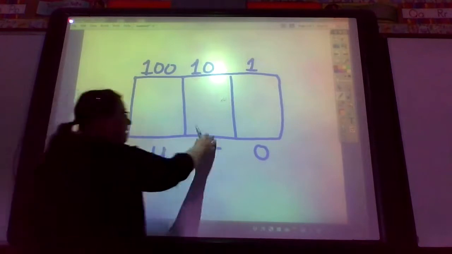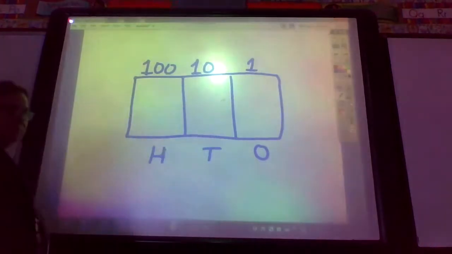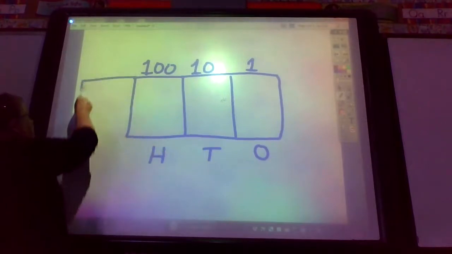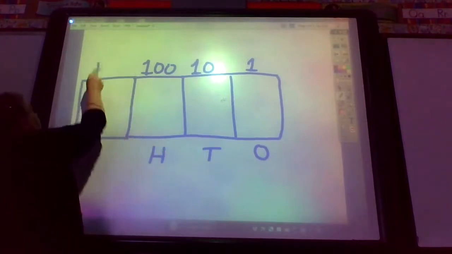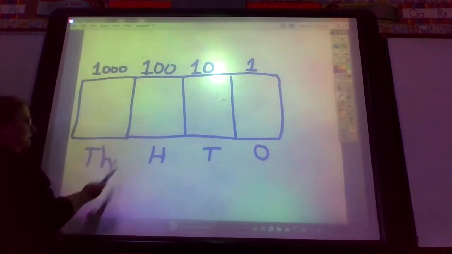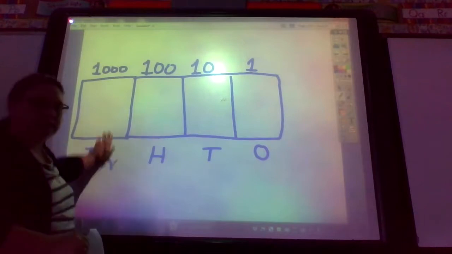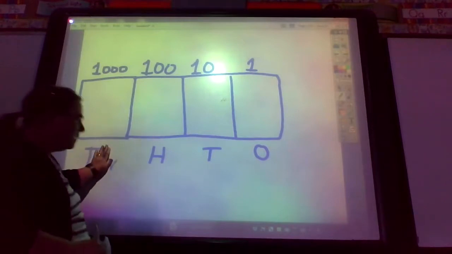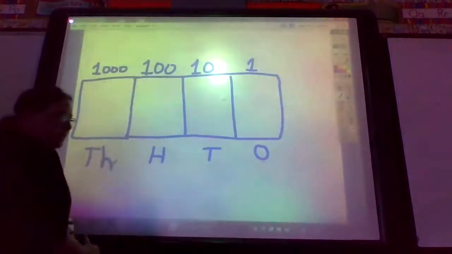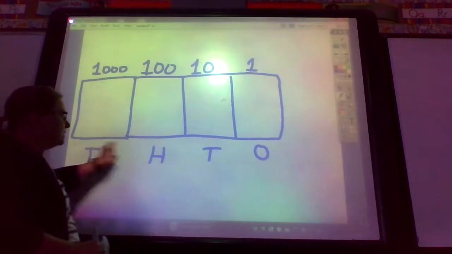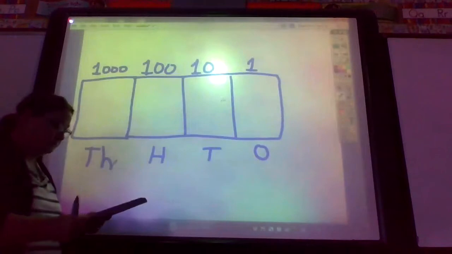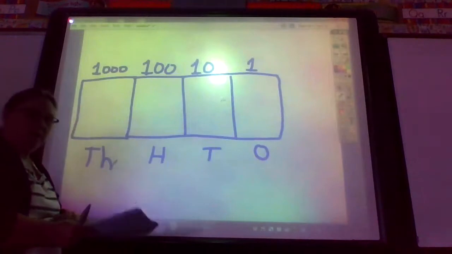Then comes the tens in the place value. And then this is hundreds. If I wanted to go to thousands, I would put it to this side. On the left-hand side is my biggest number: thousands, hundreds, tens, and ones. Okay? So that's how we look at a place value chart. Thousands, hundreds, tens, and ones. That is place value.